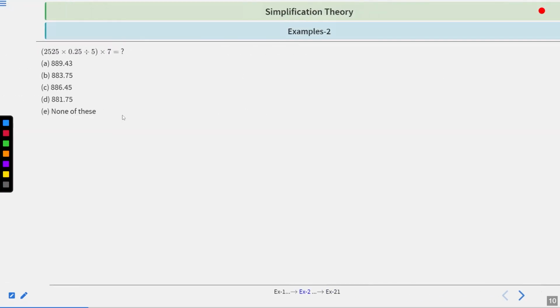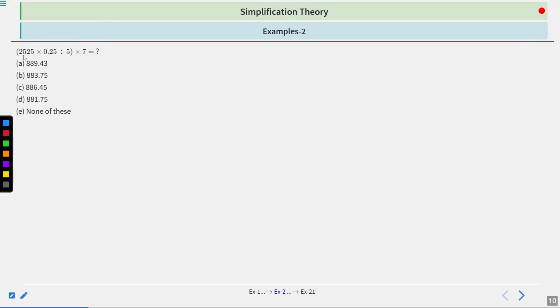Next one. In the bracket, 2525 multiplied by 0.25 divided by 5, bracket close, multiplied by 7. What will be the result of this multiplication and division? You have 5 options: A is 889.43, B is 883.75, C is 886.45, D is 881.75, and E is none of these. So solve it. The correct answer is 883.75.